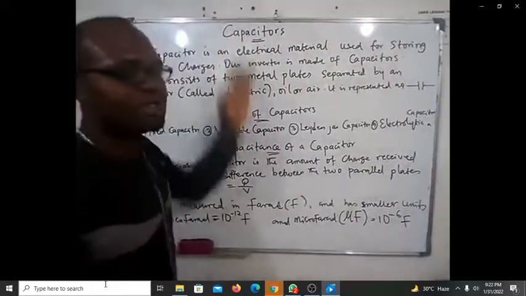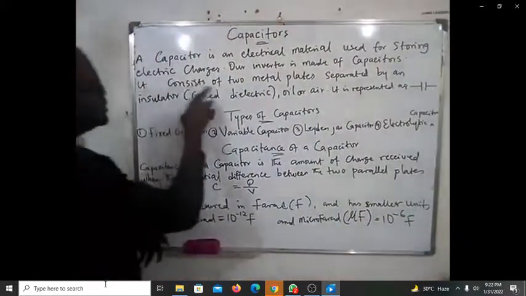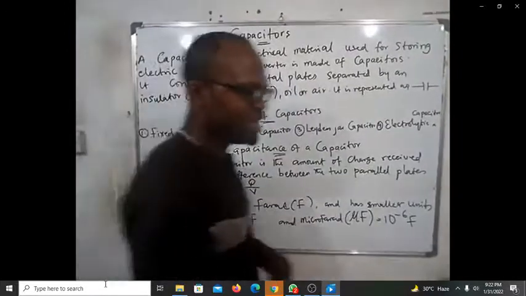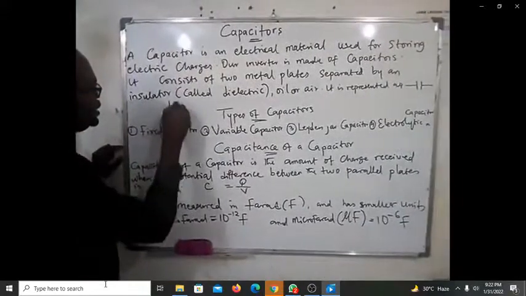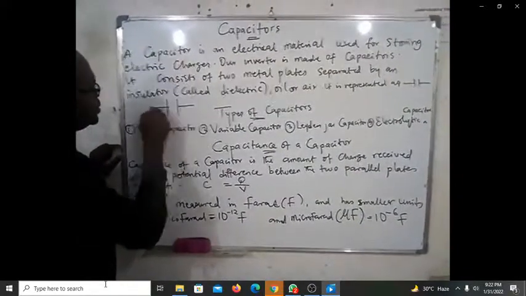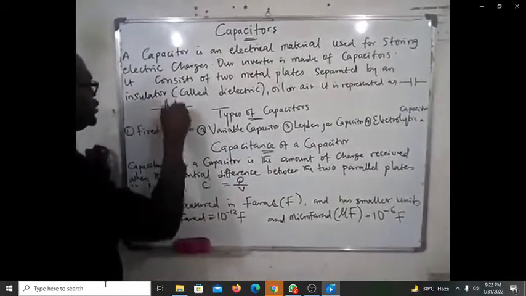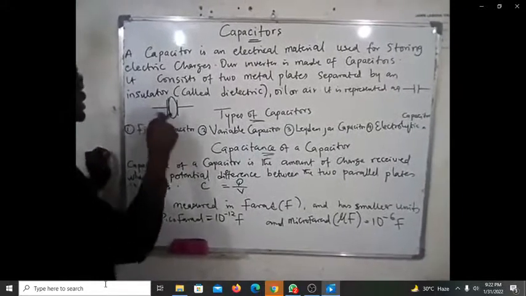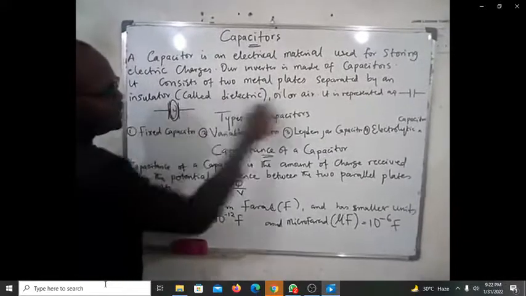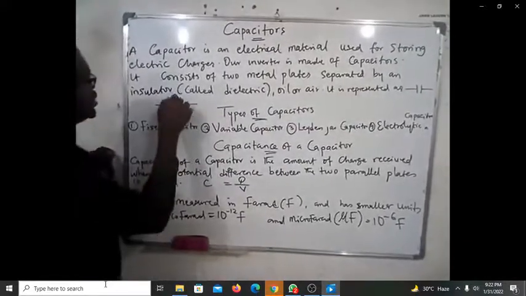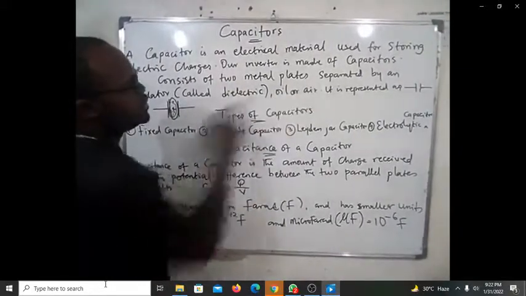And basically, what are the components of a capacitor? A capacitor consists of two metal plates, a plate like this and another plate, separated by an insulator. This insulator is called a dielectric. It can also be separated by oil or air. So depending on the insulator that you're using, you can have one that is separated by oil or air.